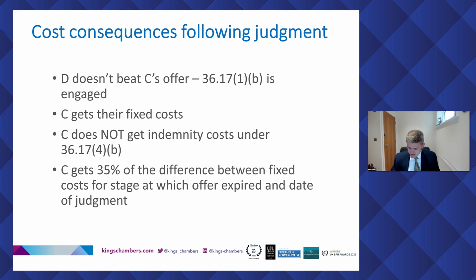You could advise, well, you're going to get nice indemnity costs. But of course here, the costs are fixed, so that doesn't help anybody, really. What the provisions do is give 35% of the difference between the fixed costs for the stage at which the offer expired and the date of judgment. So rather than indemnity costs between expiry and judgment, you get a 35% bump. That is how that works.